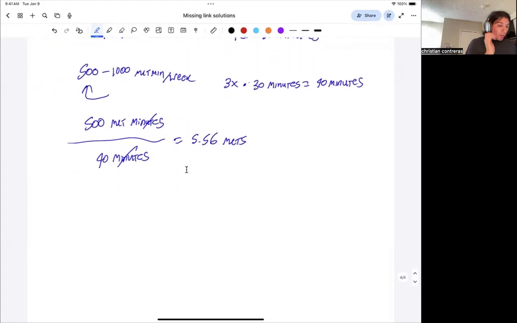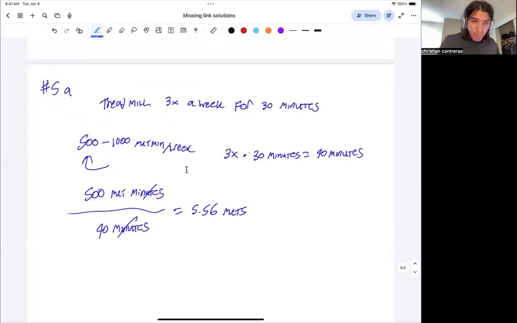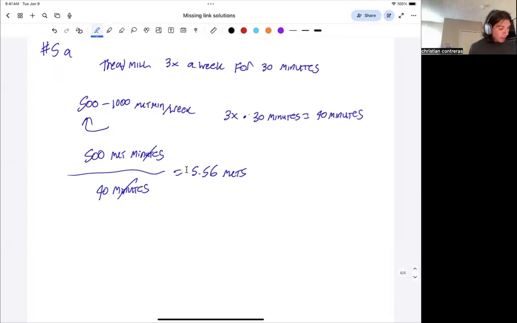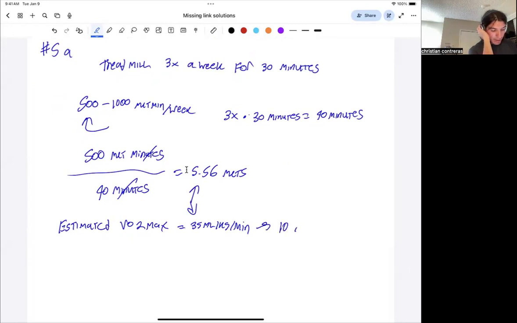And she has an estimated VO2 max of 35 milliliters per kg per minute. So if I want to plug this into my missing link formula, I need to find the percentage of her VO2 max, which I can do because I have the work rate she's working at, and I have her relative VO2. I can convert this to 10 METs, because if we want to go down the ladder, we're going to divide this relative VO2 by 3.5 to get 10 METs. So she has a 10 MET max.